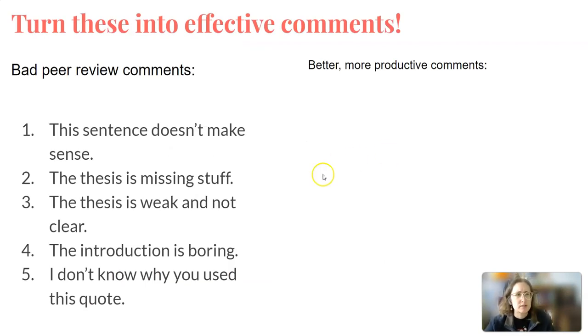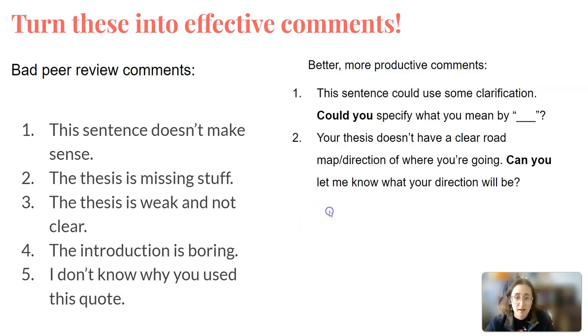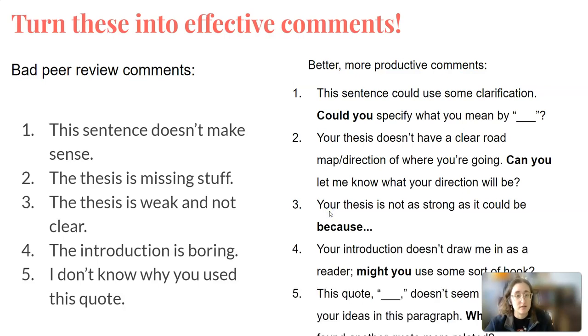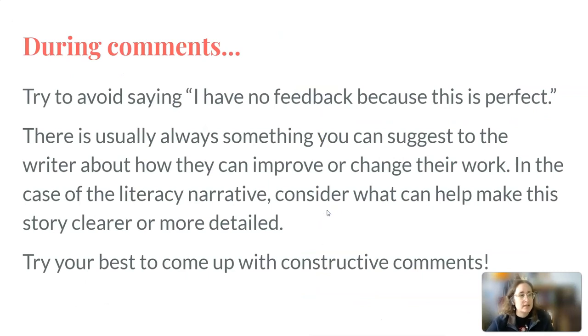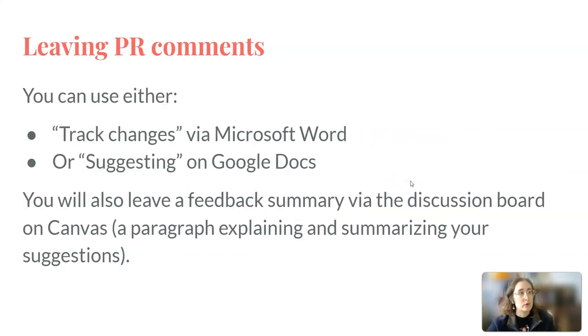We're going to go through this pretty fast, but here are some examples of some pretty vague comments, right? The thesis is missing stuff. What is it missing? The introduction's boring, right? That's pretty vague. I would ask you to elaborate on what do you mean by the introduction is boring, or what is the thesis missing? So essentially what I'm asking you to avoid for peer review this term is to avoid saying, this is perfect. There's nothing that has to be changed. There's always something that you can offer feedback on, whether it can be improving, again, structure, lower order, or higher order concerns. So try your best to come up with comments as we do peer review this term.